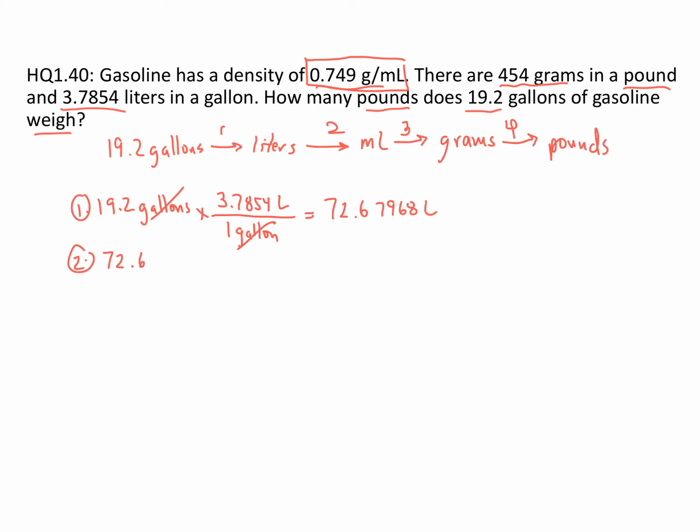Step 2, I can convert that into milliliters. So 72.67968 liters. I know that in every 1 liter, I have 1,000 milliliters, so multiply by 1,000. Again, keeping track of units, liters cancel out. So multiply that by 1,000, I have 72,679.68 milliliters.